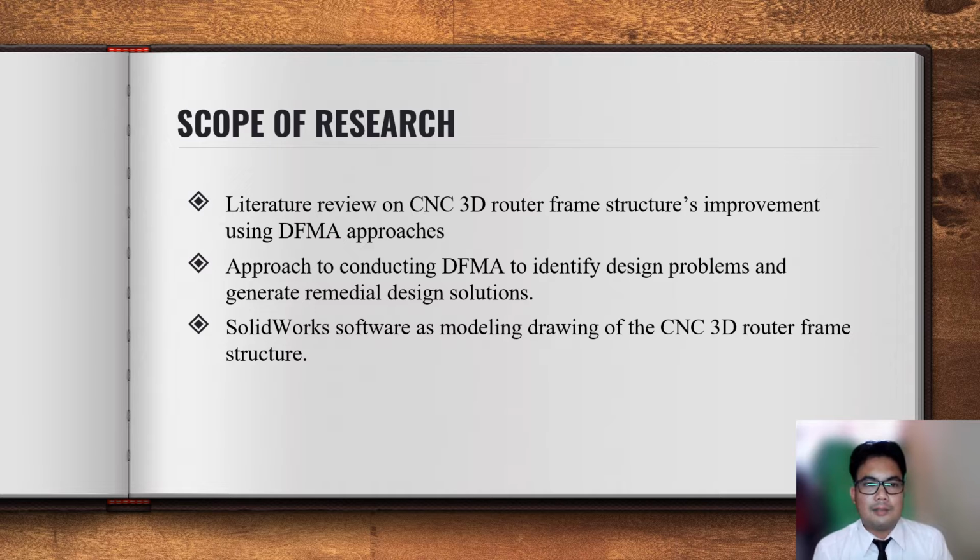In this project, my scope of research includes the literature review on CNC 3D router frame structure improvement using the DFMA approaches, conducting the DFMA to identify design problems and generate remedial design solutions, and using SolidWorks software for the modeling and drawing of the CNC 3D router frame structure. That is all from my Chapter 1.